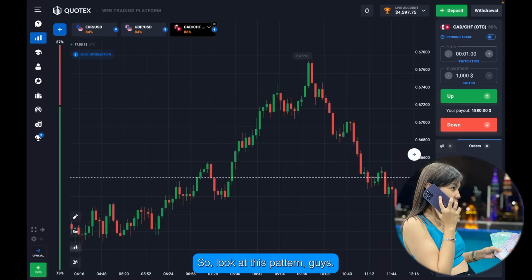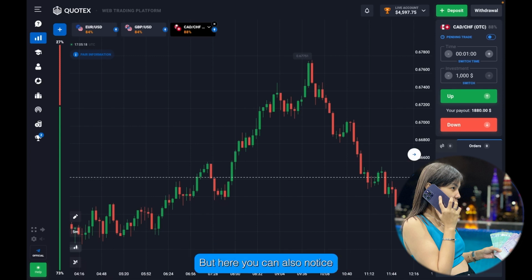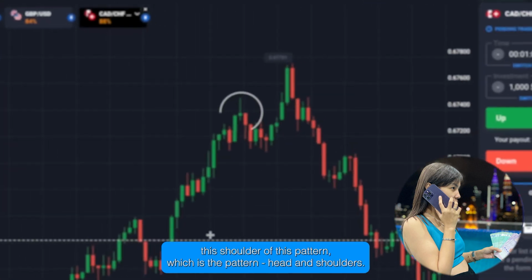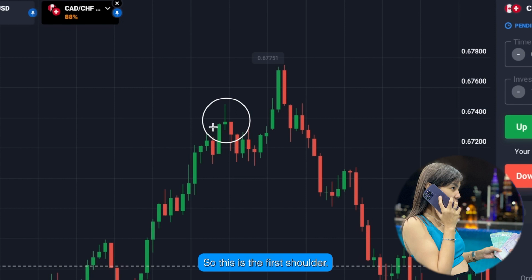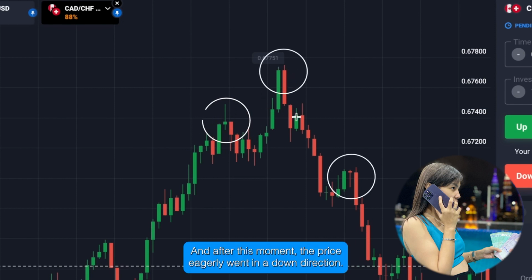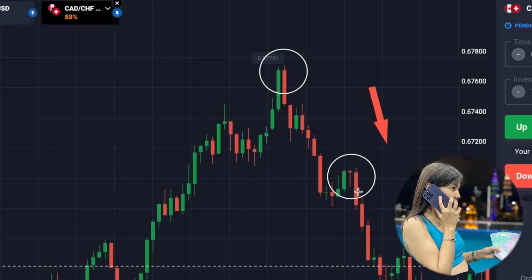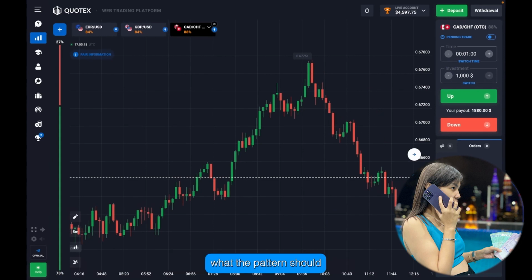So look at this pattern, guys. One more time, in real life all the patterns look a little bit more messy. So they don't follow the pattern requirements exactly, but here you can also notice the shoulders of this head and shoulders pattern. So this is the first shoulder, and this is the head, and this is the second shoulder again. And after this moment, the price usually went in a downward direction. And yes, remember, in real life there can be a rougher approximation of what the pattern should be.